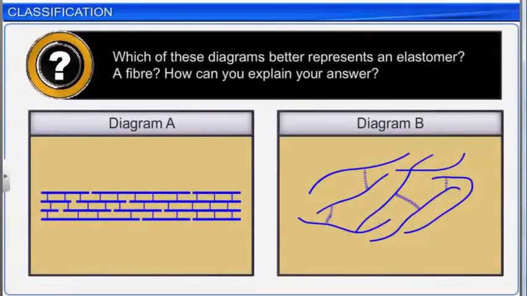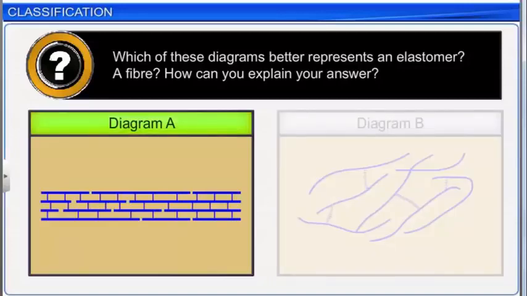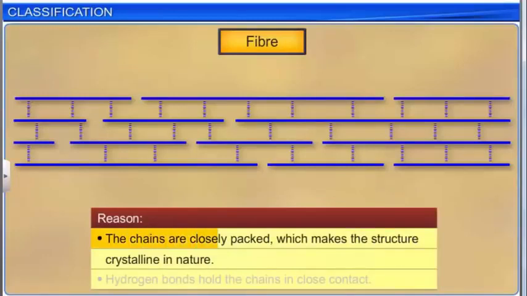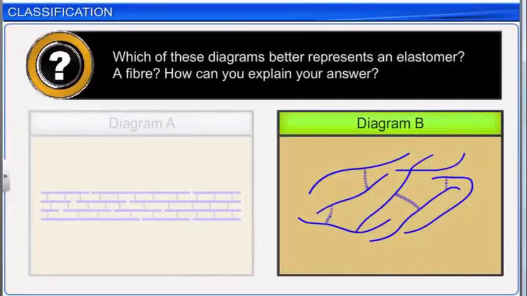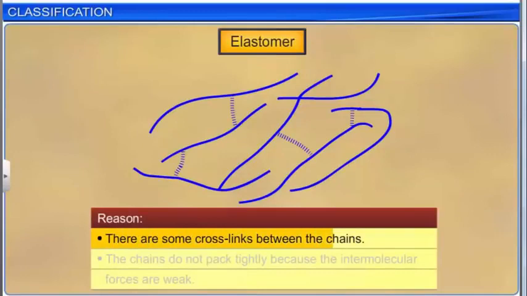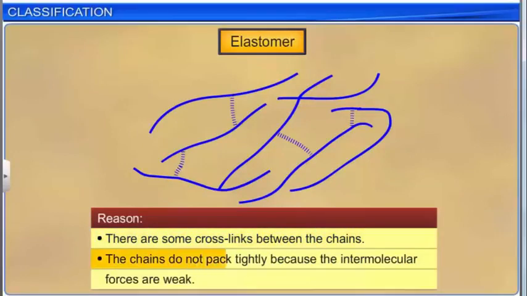Which of these diagrams better represents an elastomer? A fiber? How can you explain your answer? Diagram A represents a fiber. The chains are closely packed, which makes the structure crystalline in nature. Hydrogen bonds hold the chains in close contact. Diagram B represents an elastomer. There are some cross-links between the chains, but the chains do not pack tightly because the intermolecular forces are weak.